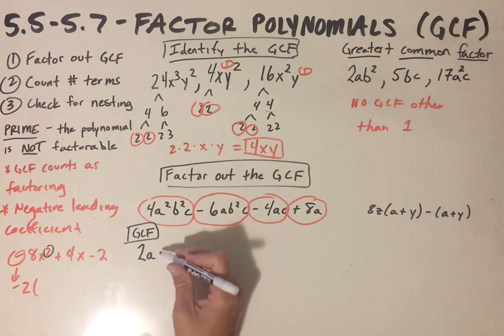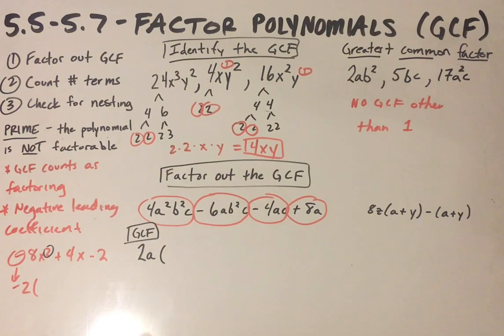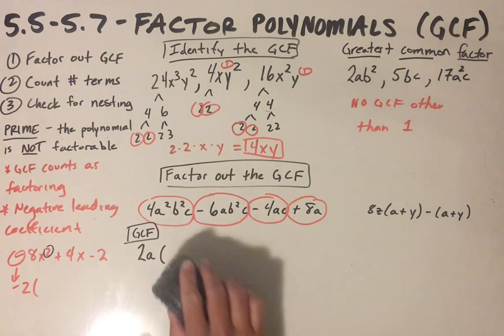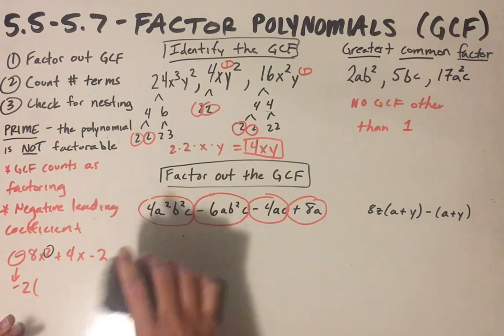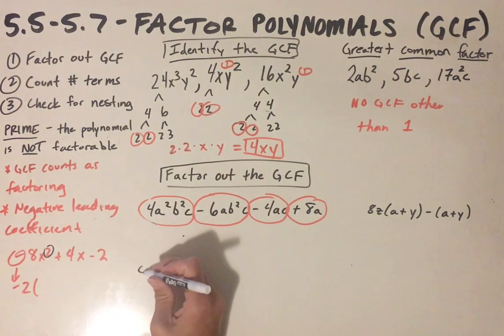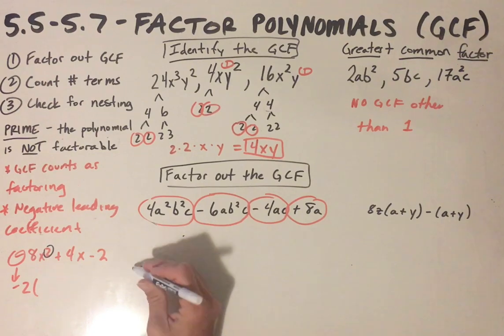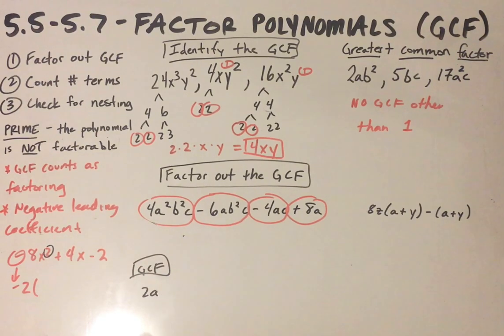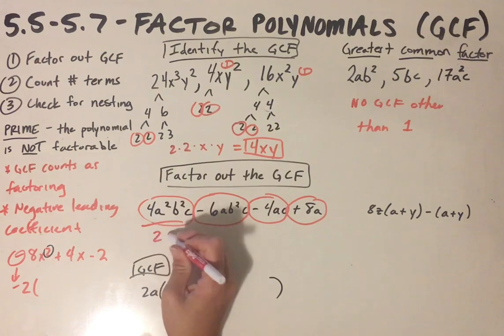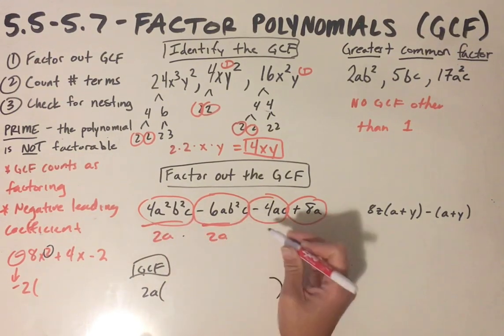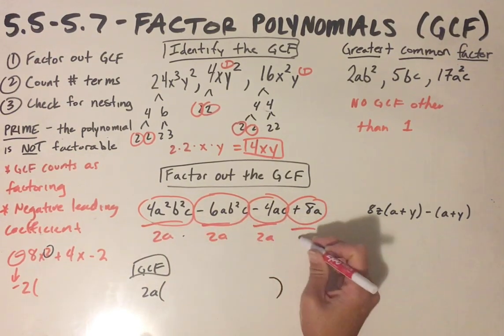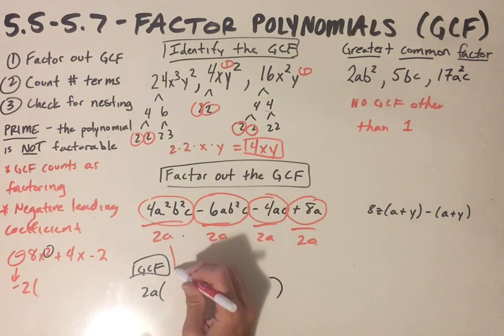When you factor out a GCF, what you're actually doing is you're dividing every term by it. So my GCF here is 2A, but what I'm really doing is I'm dividing this term by 2A, and this term by 2A, and this term by 2A, and this term by 2A, and I'm going to write those results here.